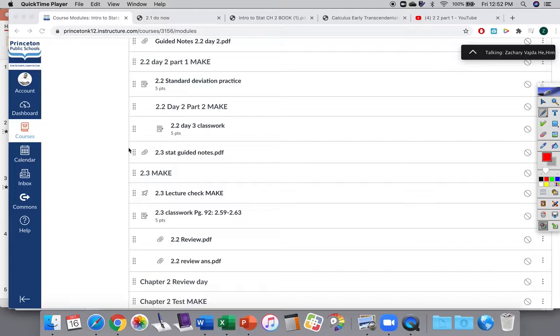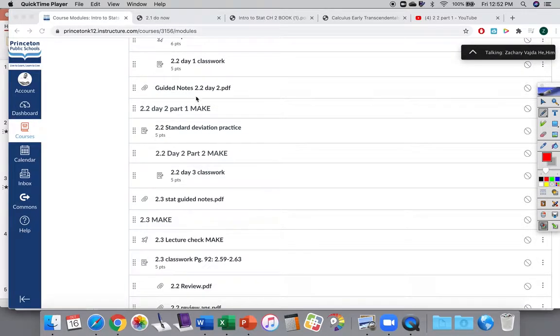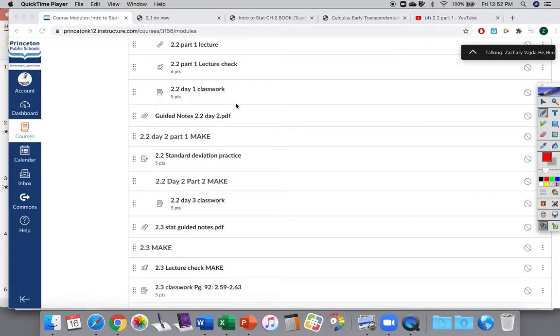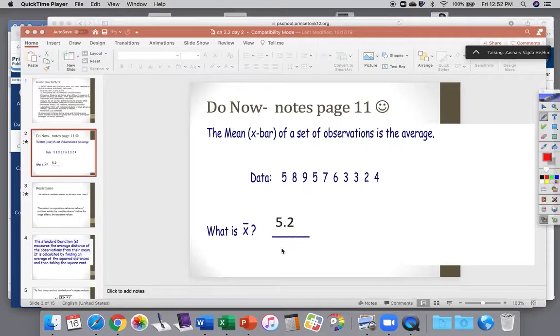Before I get into the notes, keep a look at Canvas. On Canvas right here, you have guided notes for 2.2 day 2, guided notes right there. You want to open up those guided notes and have them out and ready to use with this lecture.